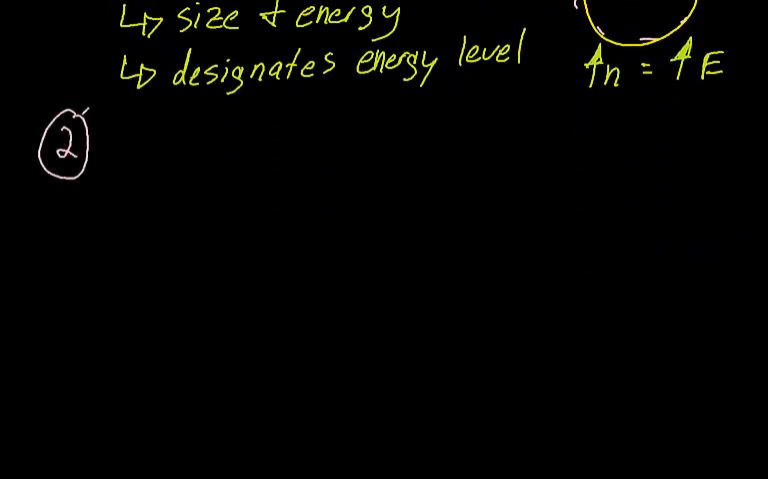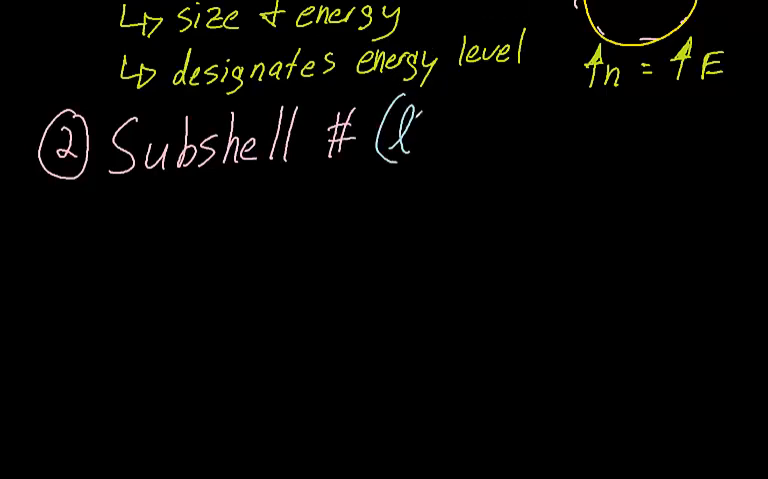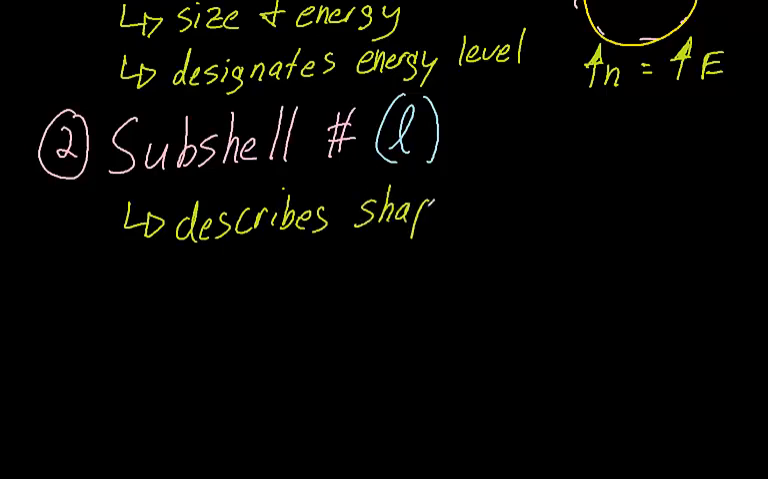The second quantum number is the subshell number, denoted with an L. So what does the subshell number mean? It basically describes the shape and energy. But you don't really associate a subshell with energy, you associate the principal quantum number with energy.